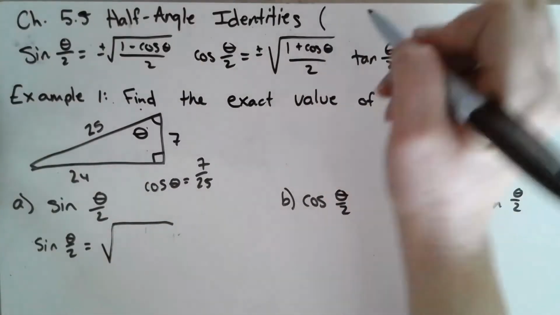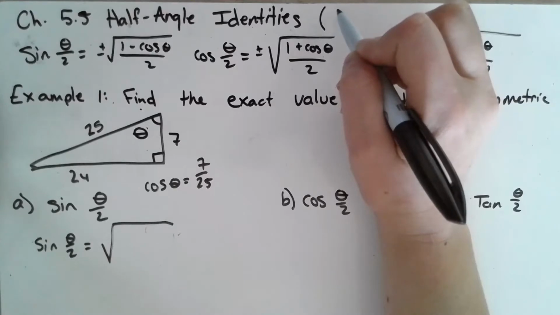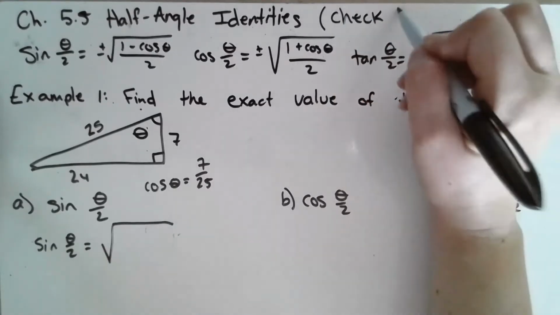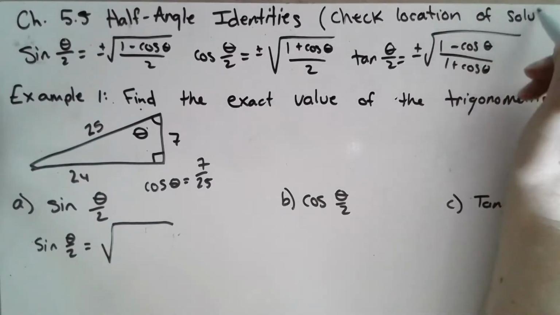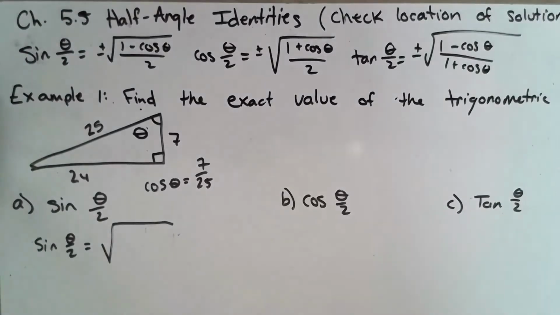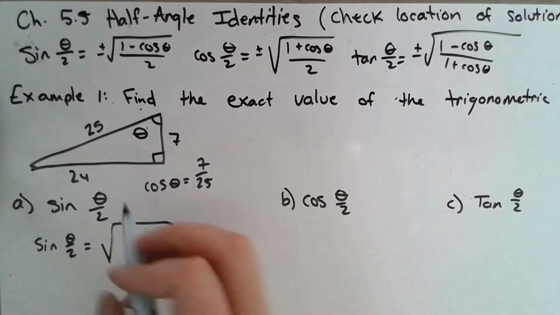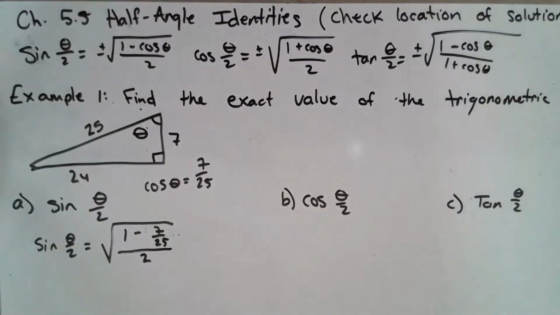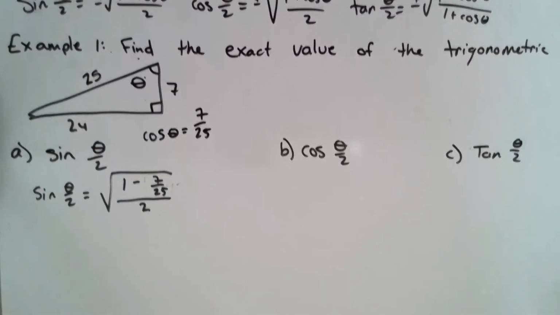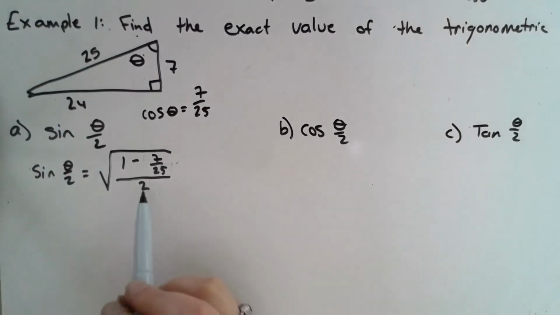So I'm just going to make this a note to check location. Location of your solution. That's not going to happen in example 1, but it will happen in example 2. So, sorry, we have 1 minus 7/25 divided by 2. Okay, there's a few different things you can do. There are shortcuts and then there's non-shortcuts. I will show you the non-shortcut for this one to start with.